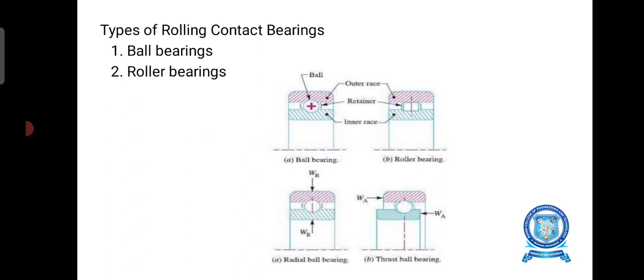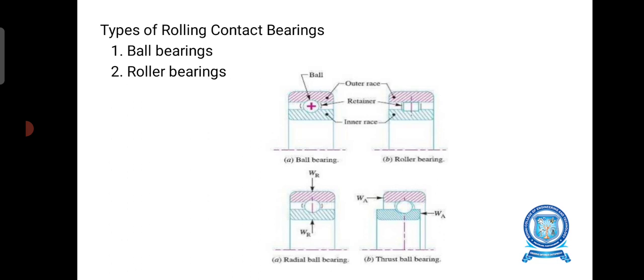The ball or roller bearing consists of an inner race which is mounted on the shaft or journal, and an outer race which is carried by the housing or casing. In between the inner and outer race, there are balls or rollers, as shown in the figure. A number of balls or rollers are used and these are held at proper distance by a retainer so that they don't touch each other.